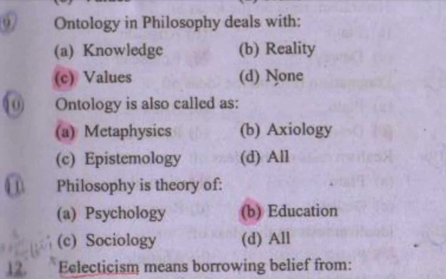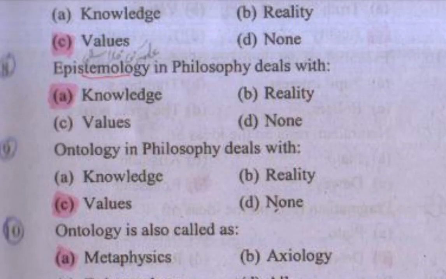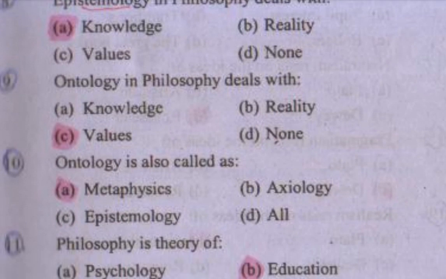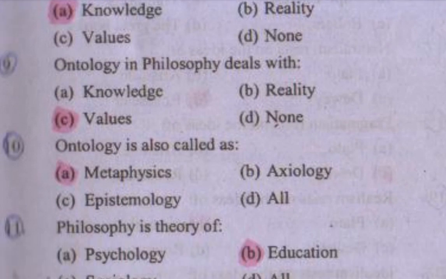Next question is, axiology in philosophy deals with, its answer is option C, values. Next question, epistemology in philosophy deals with, its answer is option A, knowledge. Next question, ontology in philosophy deals with, its answer is option C, values. Next question, ontology is also called as, its answer is option A, metaphysics.